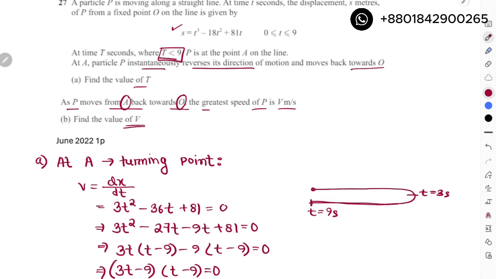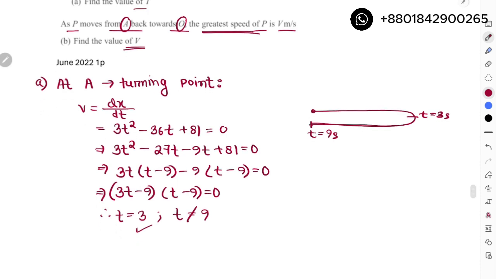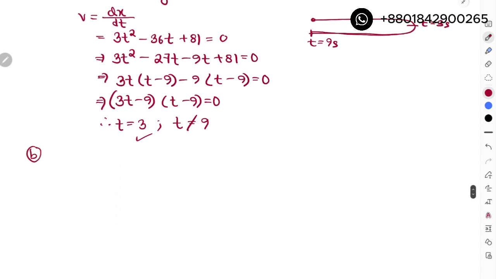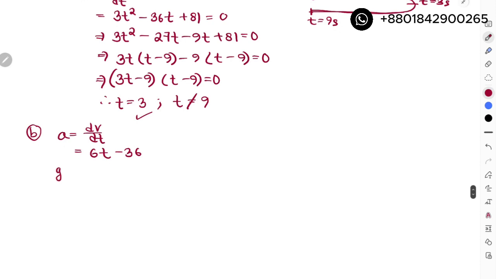You need to find that. This is the maximum speed again, right? We know at maximum speed, acceleration is 0. So using that acceleration 0, we can calculate time and then input that into the equation for the velocity to find the greatest speed. So similar to the previous question, at maximum speed acceleration is 0, but for that I'll have to find the expression for acceleration, which is going to be 6t minus 36. So I can write that at greatest speed, a is equal to 0.